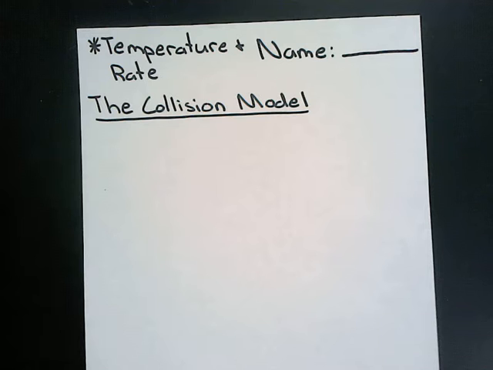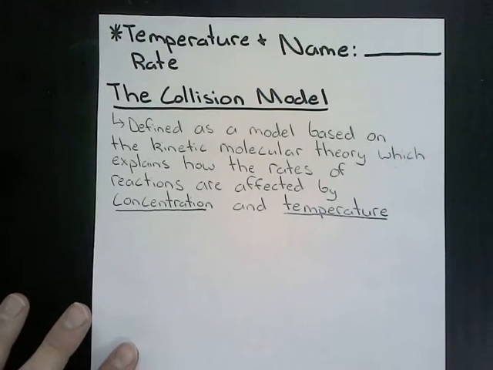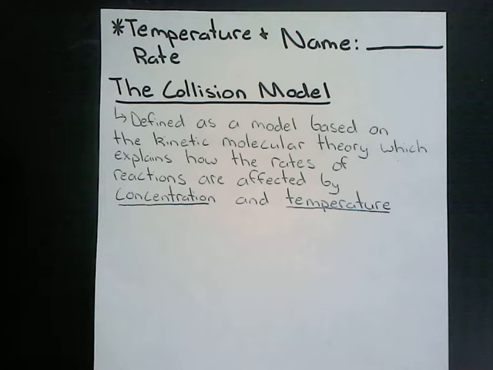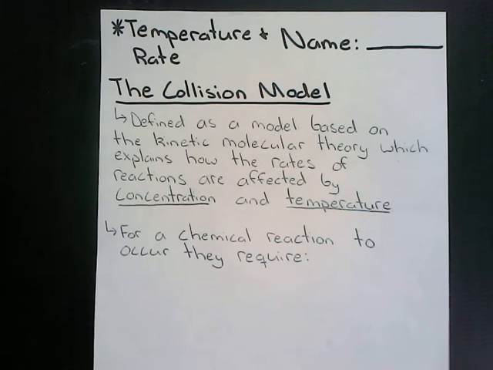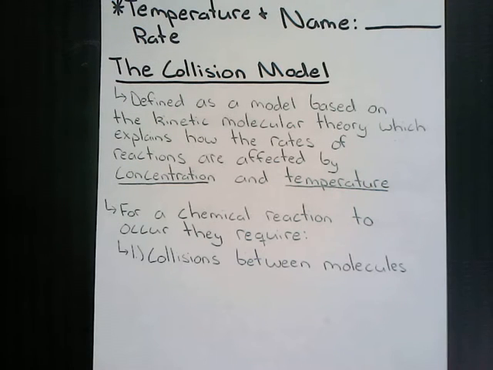So we start out here with the collision model. And the collision model is defined as a model based on the kinetic molecular theory, which explains how the rates of reactions are affected by concentration and temperature. Now, for a chemical reaction to occur, they're going to require two things. 1, collisions between molecules. And 2, there must be proper orientation between colliding molecules.